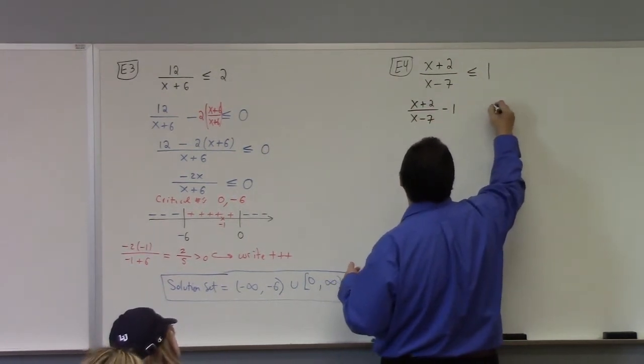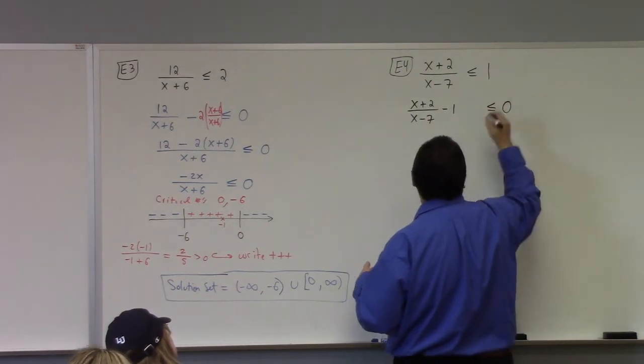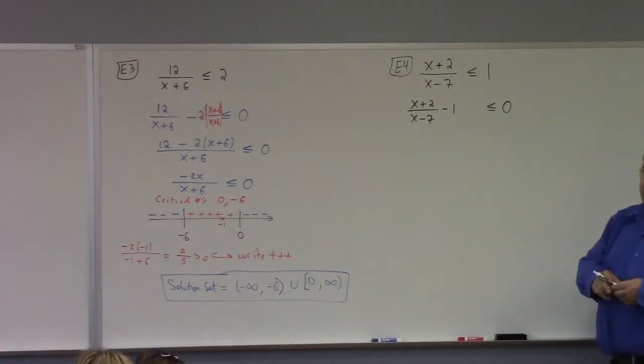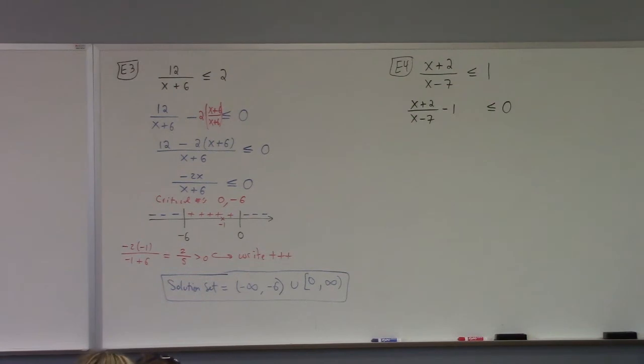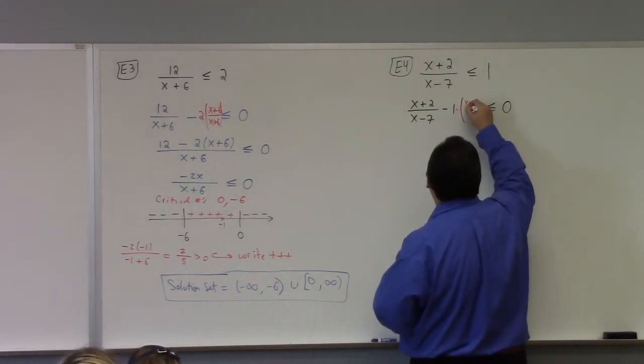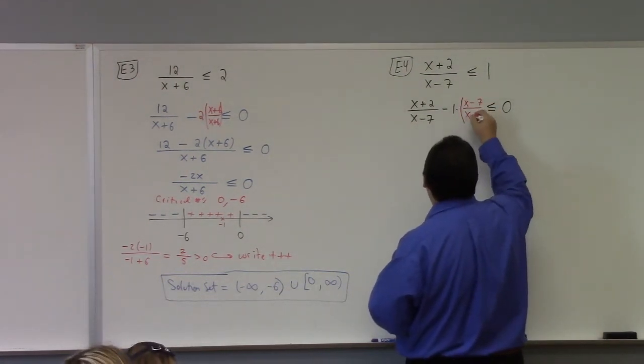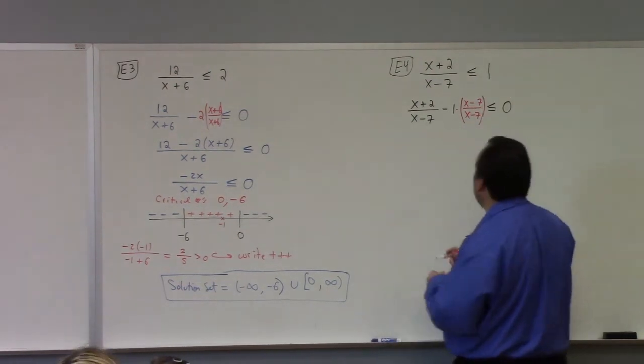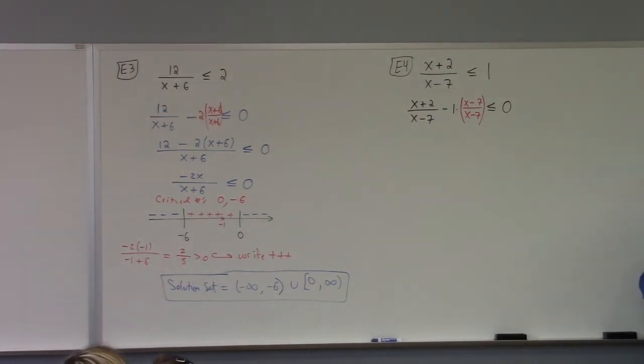I'm going to leave a little bit of space there for me to write something. I'm going to do the algebra here. I multiply by 1 to make it have the same denominator. So just multiply this 1 by x minus 7 over x minus 7. I can do that, right? Well, I can do that provided x is not equal to 7.